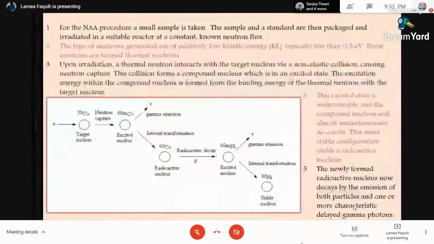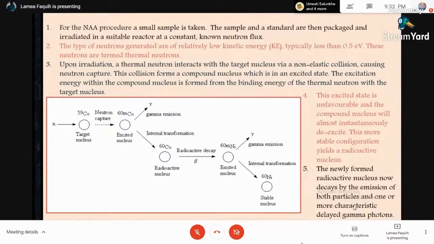So now let us understand the idea for neutron activation analysis. The basic idea for the working of neutron activation analysis starts when a small amount of sample and standard are irradiated in a reactor, in what is known as a neutron flux. So now neutrons are generated that have comparatively low kinetic energy, that is, even lesser than 0.5 electron volts, and we call these neutrons thermal neutrons.